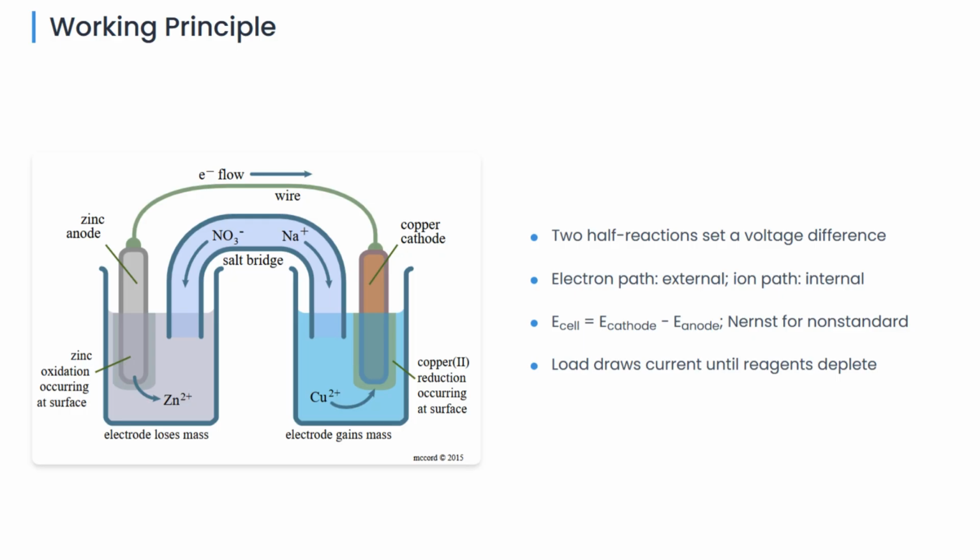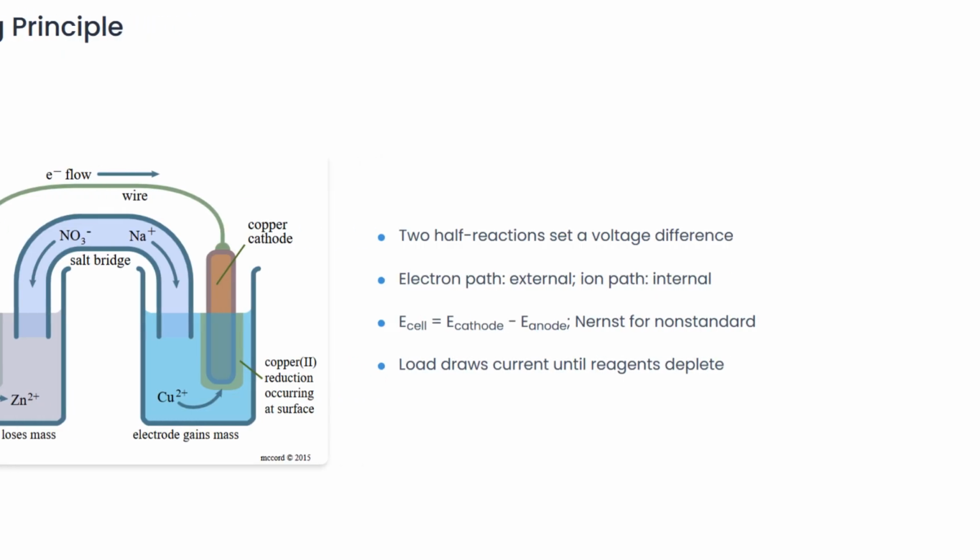In essence, the two separate half reactions create a voltage difference. Electrons travel the external path through the wire, while ions travel the internal path through the solution. The cell potential is calculated as E cell equals E cathode minus E anode, and we use the Nernst equation for non-standard conditions. A load can draw current from the setup until the reagents are depleted.